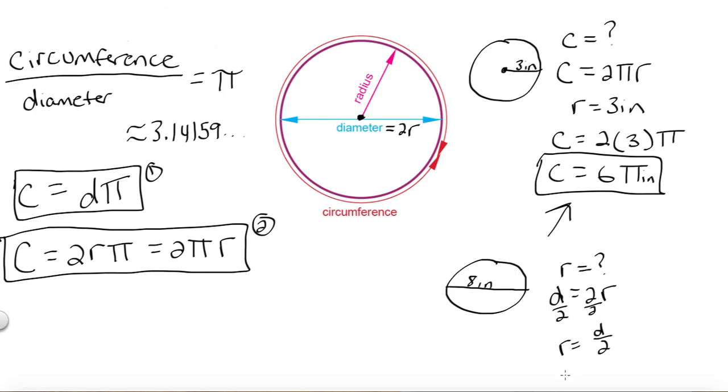So let's plug it in. Our radius is 8 divided by 2, which is 4 inches, which means that if our diameter is 8, we know that our radius is 4 inches.